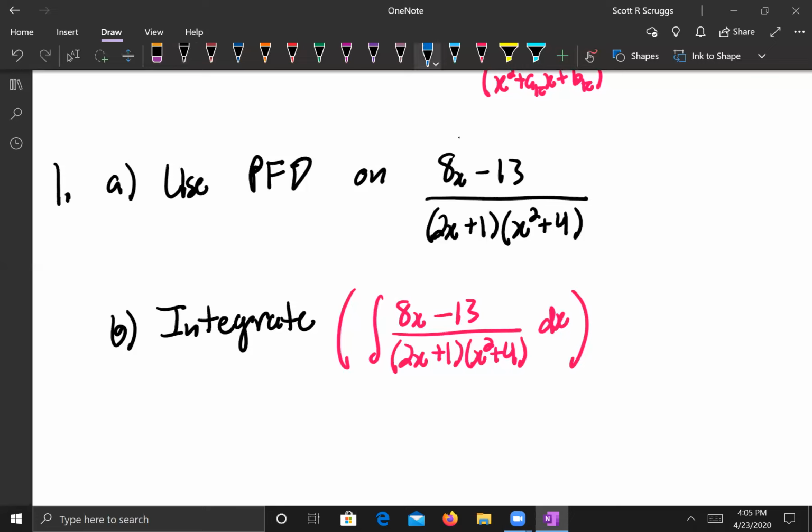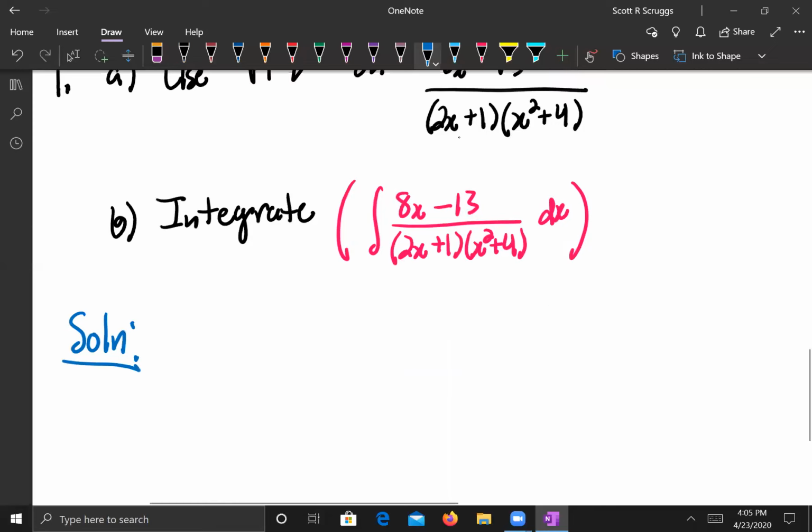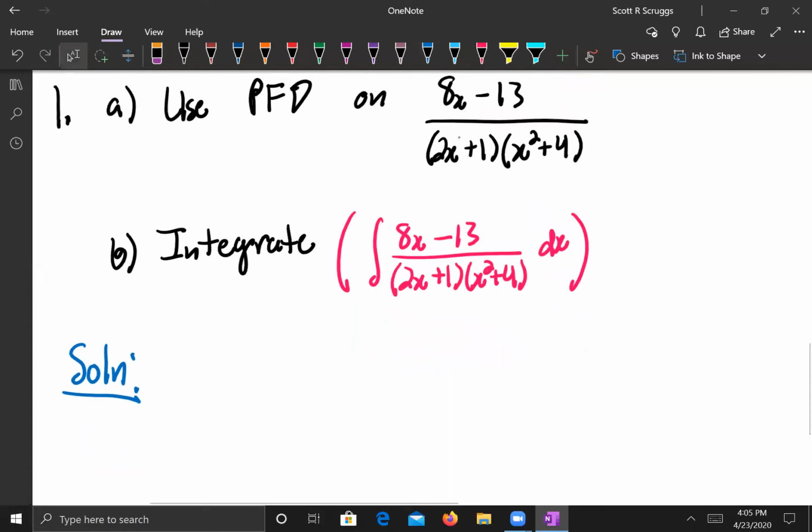Alrighty. Let's go ahead and start going over the solution. So, as mentioned before, one thing I want to mention is partial fraction decomposition is going to be the longest part of this type of problem. So let's set this up.